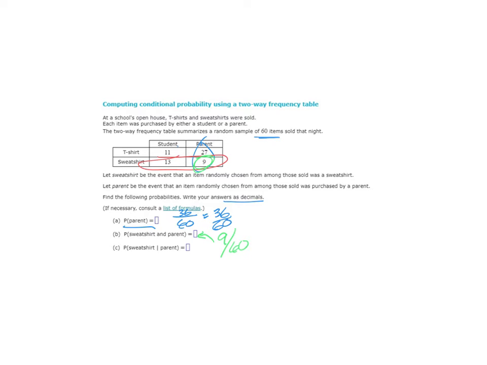All right, and lastly, gonna erase some stuff here. The way you read this right here is given a parent bought it, given a parent, because you always start here, given a parent, what's the probability it was a sweatshirt? So what's the probability of the sweatshirt?